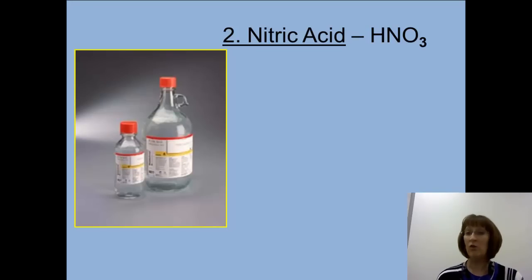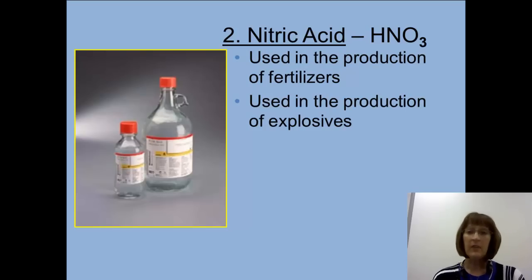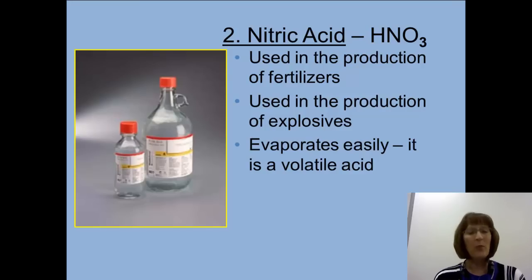Another big one, these are all actually that we're going over right now, are strong acids, which means that if you put them in water, they're really going to conduct electricity. The next one is nitric acid, HNO3. You need to know the formula for these. Nitric acid is used in fertilizer production. It's used in explosive production, so when you're making explosives, you're going to have to use nitric acid to make that. It evaporates really easy, so it's a volatile. Volatile means it evaporates easily, so it's a volatile acid.